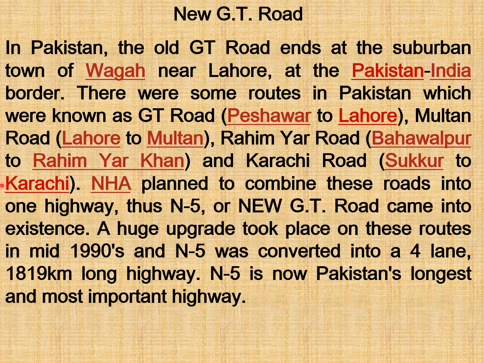National Highway Authority planned to combine these roads into one highway, thus N5 or New GT Road came into existence. A huge upgrade took place on these routes in the mid-1990s, and N5 was converted into a 4-lane 1819 km long highway. N5 is now Pakistan's longest and most important highway.